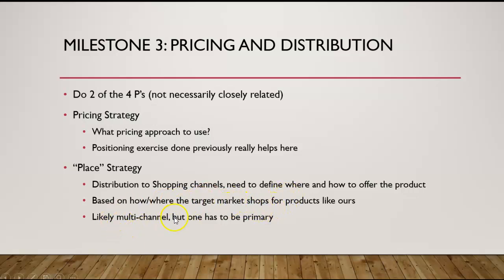Ultimately, it should be based on how and where the target market shops for products like ours. So we're going to have to do a little research to figure that out. But again, if we have a good generalized definition of our target market, it won't be that hard to do. It's likely going to be a multi-channel strategy, meaning you're going to sell through more than one channel of distribution, but one of them has to be primary, and that's pretty simple, because otherwise you just simply don't have the resources and the time to concentrate on lots of different channels to go through.